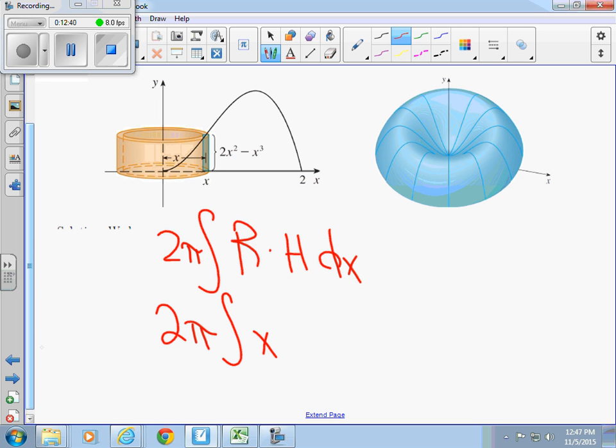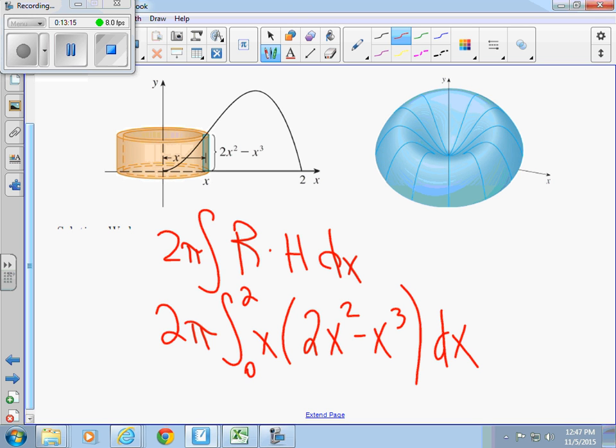The height of the shell will be the height of the curve. Questions about that? So, 2x squared minus x cubed. We are integrating dx, so we will go from 0, it looks like they gave us the intersection. If we didn't know that intersection, you would find when that equals 0, it is factorable, so 0 and 2, and that's where they get the 2.